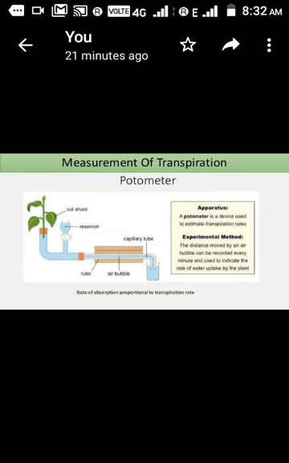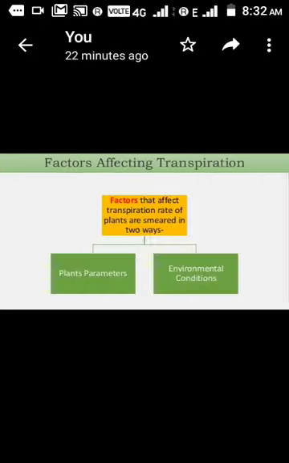Now you can cut or put any anti-transpirant, so that there is a difference and fluctuation of the air bubble, and in this way you can measure the rate of transpiration, whether it is increasing or decreasing. Okay, so this is an instrument.